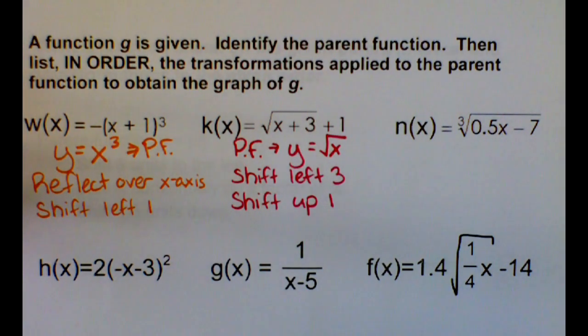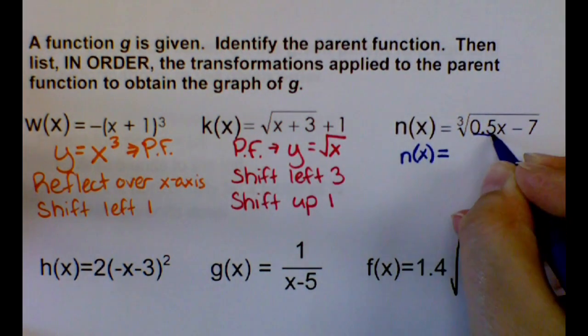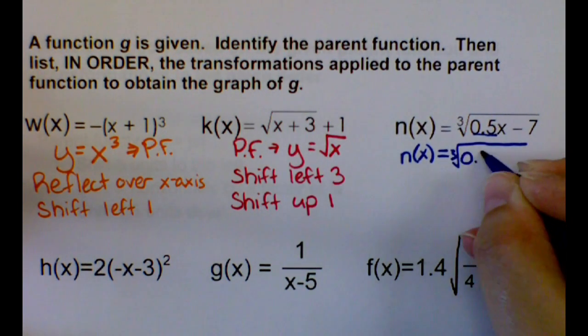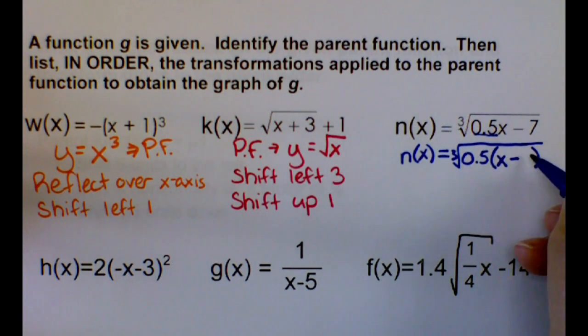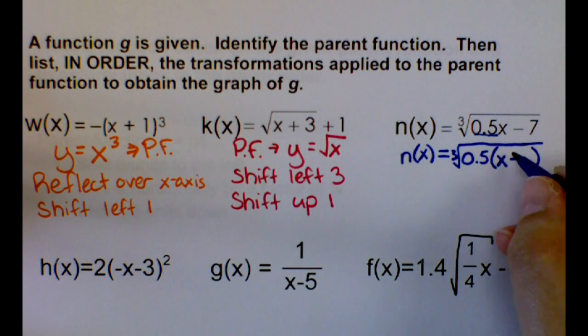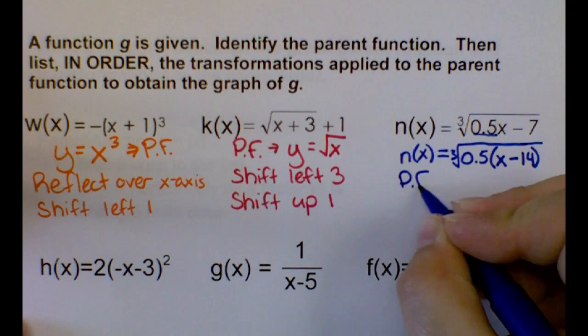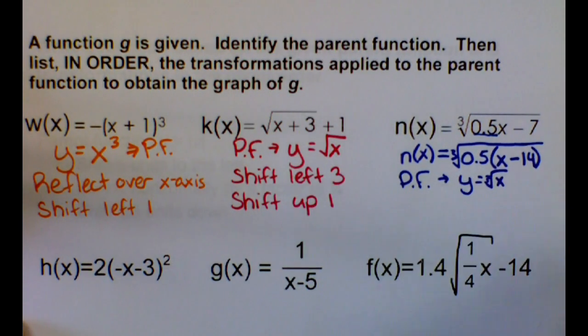Next up, n of x is the cube root of 0.5x minus 7. Before we do anything, it's a good idea to factor out this b value. So it's still inside the cube root. I'm just going to factor out a 0.5. So that leaves me an x minus, think about 0.5 times what makes 7? It's actually 14. Now I can say my parent function is y equals the cube root of x.